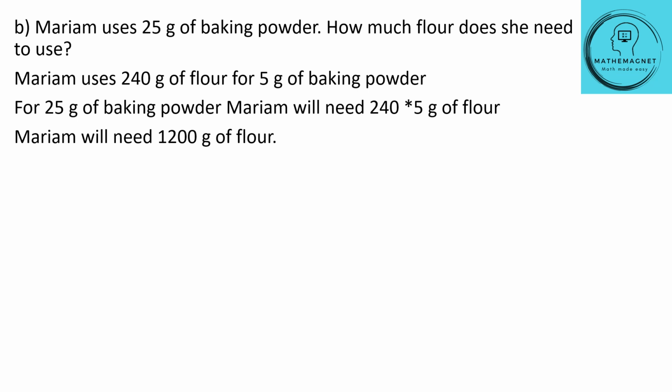I repeat here, for 5 grams of baking powder she will use 240 grams. For 25 grams of baking powder, we will simply multiply 25 into 240 divided by 5. So 25 and 5 simplifies further as into 5. So 240 into 5 will become 1200 grams of flour she will need if she is using 25 grams of baking powder.